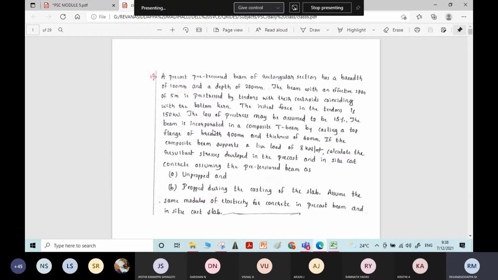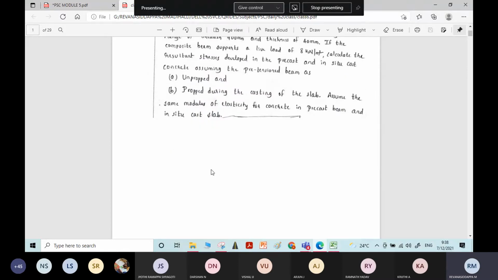composite T-beam by casting a slab of breadth 400 mm and thickness 40 mm. Over this rectangular beam of section 100 by 200, there is a slab of width 400 mm and thickness 40 mm. For that, you draw a diagram.